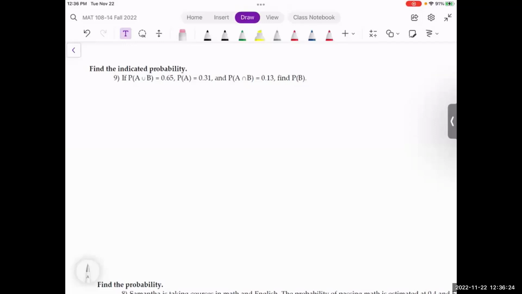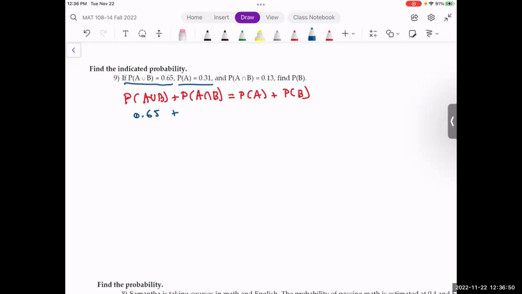All right, so for this question, the formula that you should use is the probability of A union B plus the probability of A intersect B should always be equal to the probability of A plus the probability of B. Are we okay, guys, with this? So what you can do right now is fill in whatever you got. A union B is 0.65. The probability of A is 0.31. The probability of A and B is 0.13.